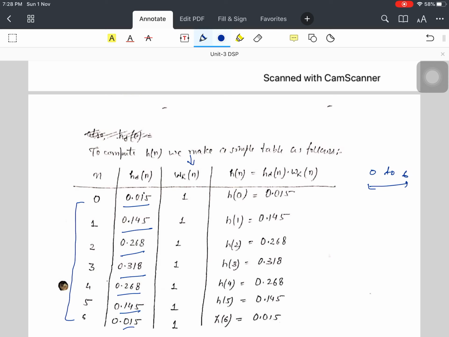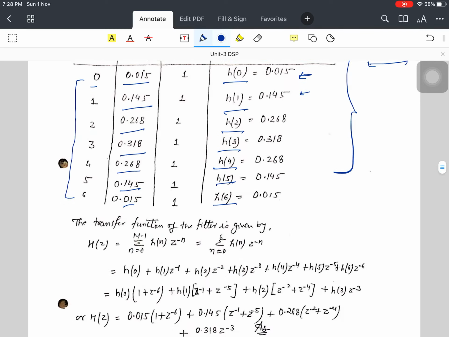So, if you want to calculate Hn, Hn equals Hd(n) into omega Rn. We have calculated this Hd(n), we know the function of this. For different n, we will get the values or the functions H0, H1, H2, H3, H4, H5 and H6. So, easily we can find out the value of this Hn.